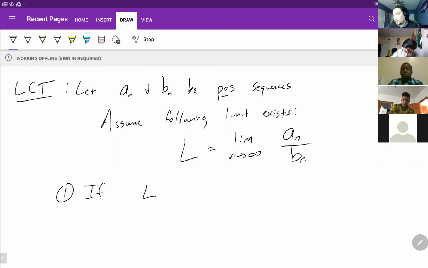Ooh, better wording here. Okay, let me get rid of that. I'm sorry. So keep the first part: if the limit is finite. Sorry. Why is this not erasing? Come on.